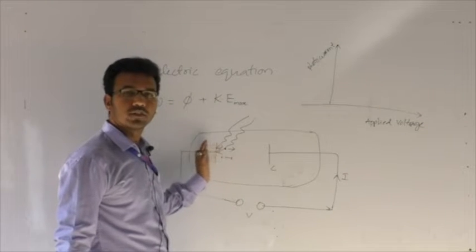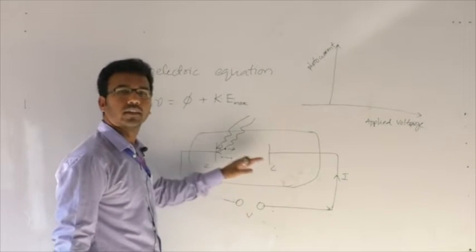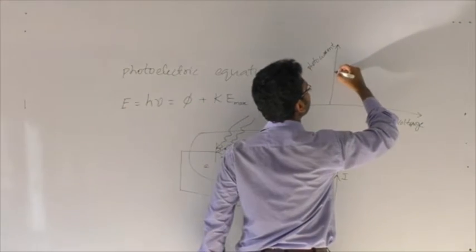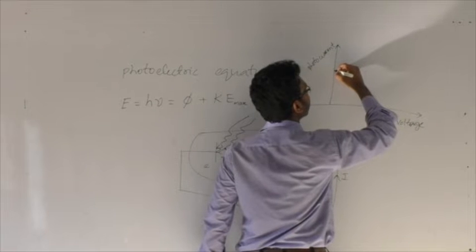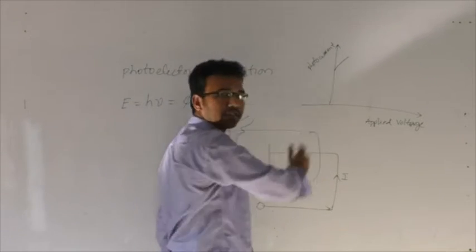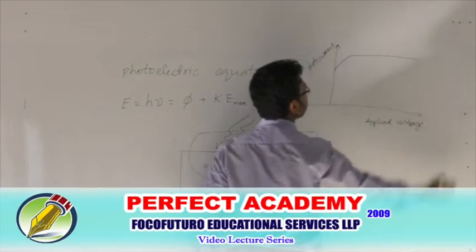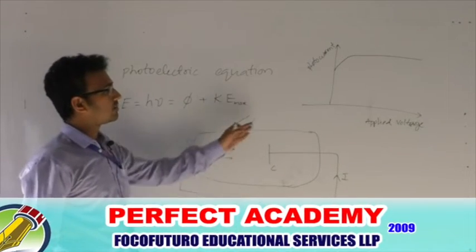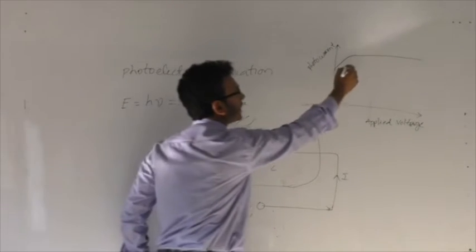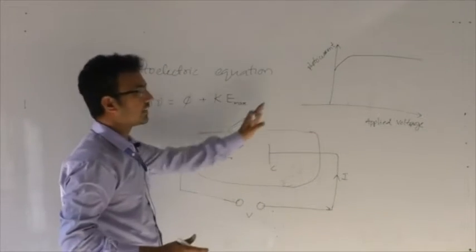We all know that more electrons will reach this electrode and more current will pass through this circuit. Suppose the initial photocurrent is this, then if I increase the voltage, the current will increase like this till a certain voltage. What happens after that? If you increase beyond that, after some time the current becomes constant, even though you apply more voltage. Till this value the current will increase, and beyond that, however much you increase the voltage, the current remains constant. Why?